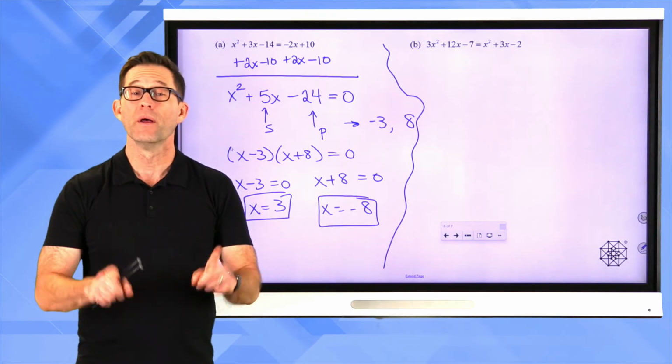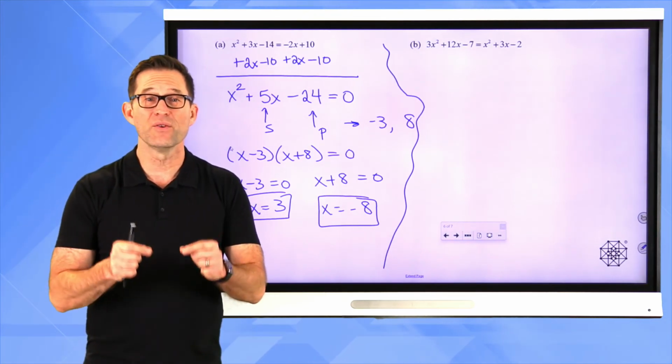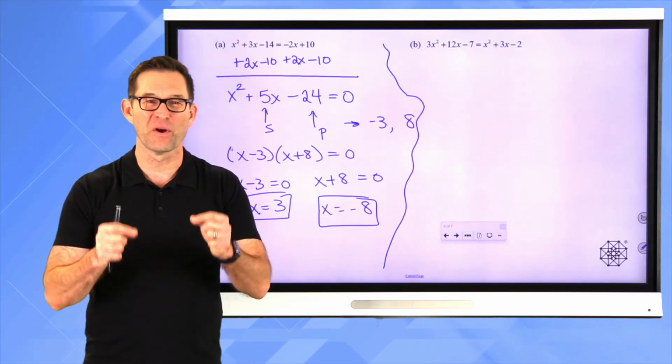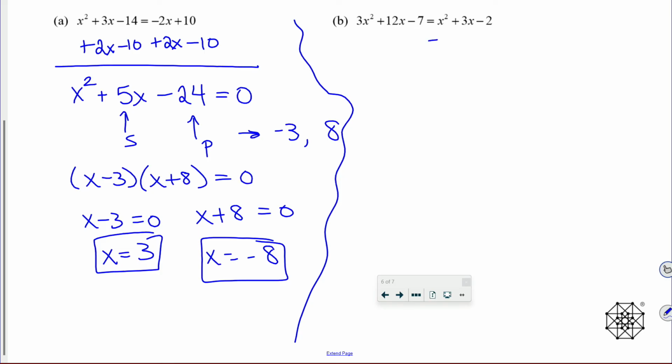All right, let's do it. So step 1, I've got to get the equation equal to 0. We cannot do the zero product law if the equation is not equal to 0. Here we go. So I'm going to subtract an x squared. I'm going to subtract a 3x. And then I'm going to add a 2.